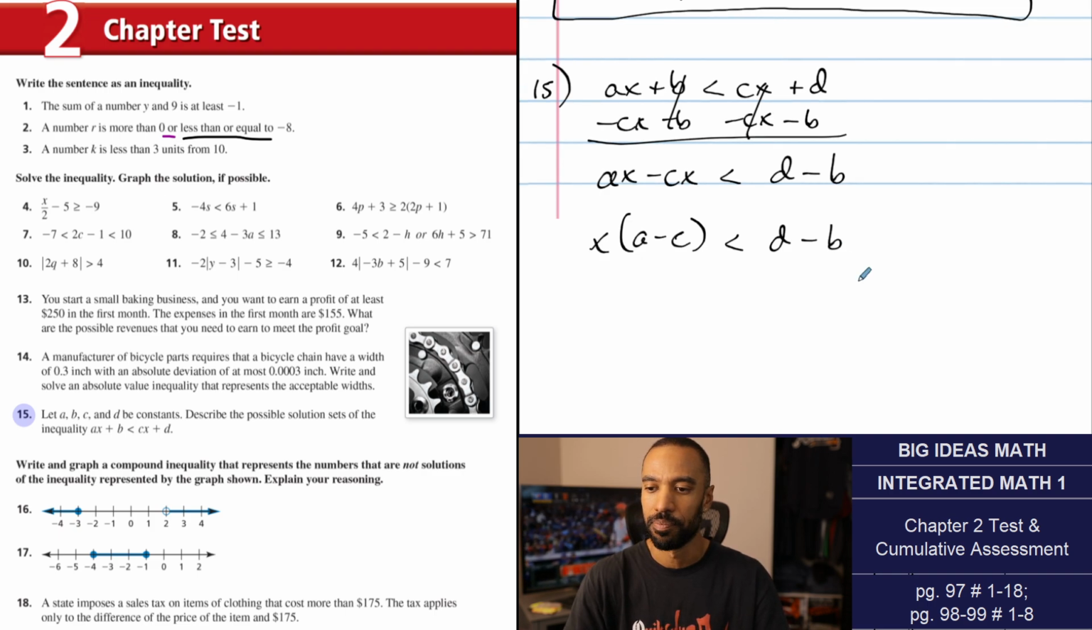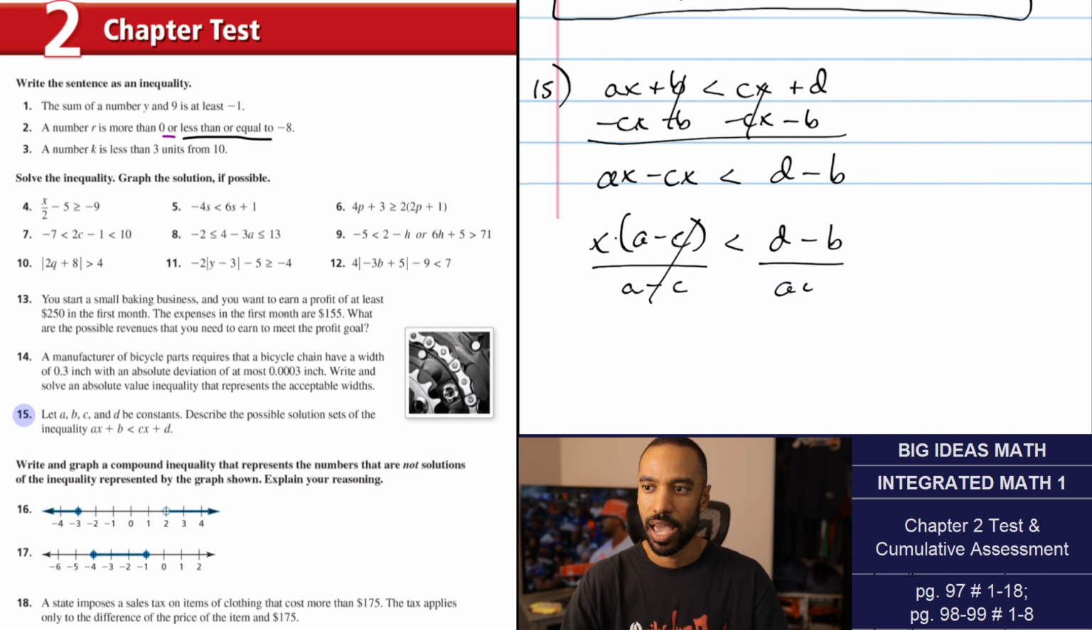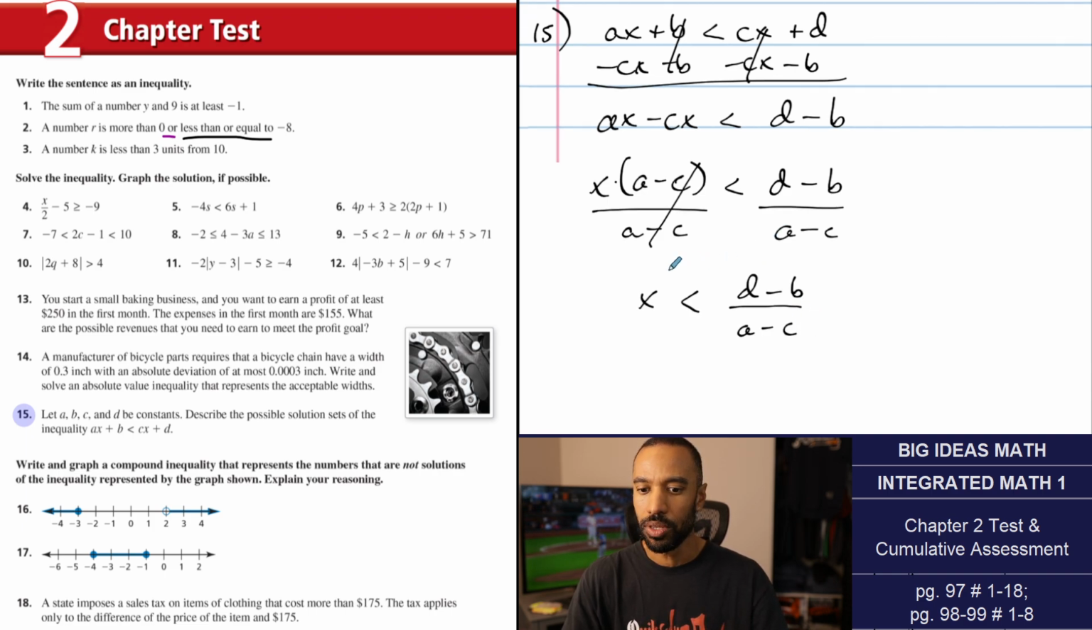Didn't know if we'd see that again. And because it's multiplying by it, we can divide both sides by that single quantity to get 1 over here. Whoops. And then over here we got A minus C. And so now X can be less than whatever D minus B over A minus C is, like that.